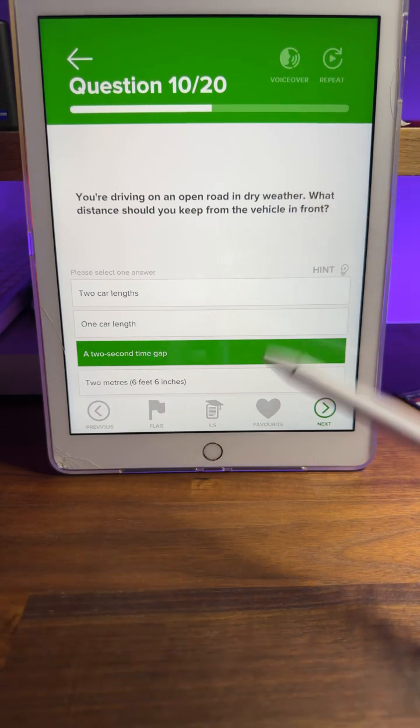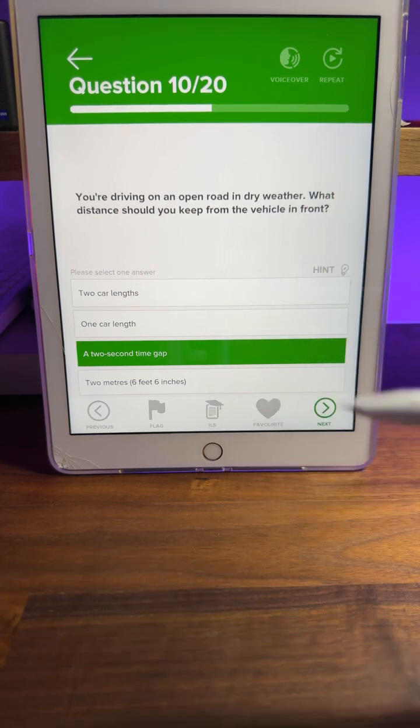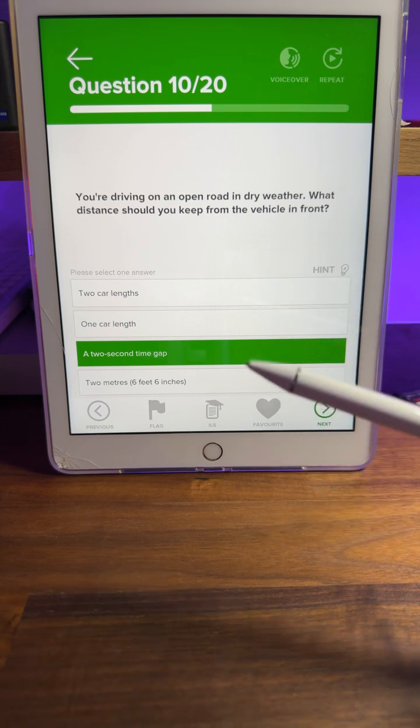What I actually teach is not this 2-second rule. So what I teach is, if you can read the number plate of the vehicle in front of you, you are too close.